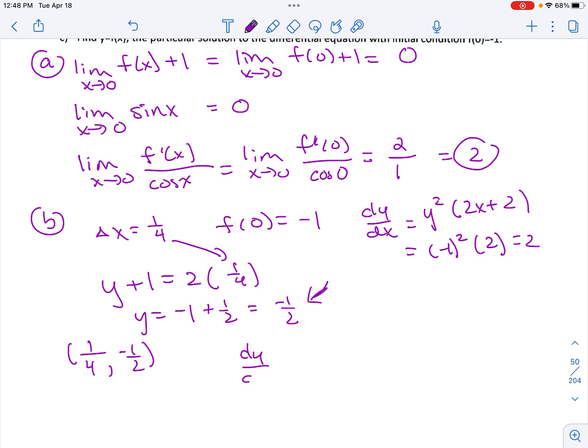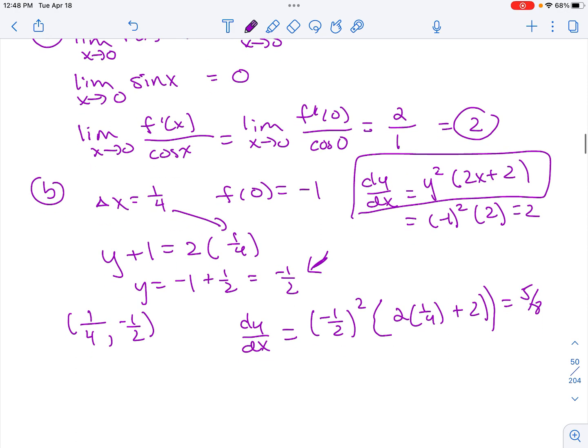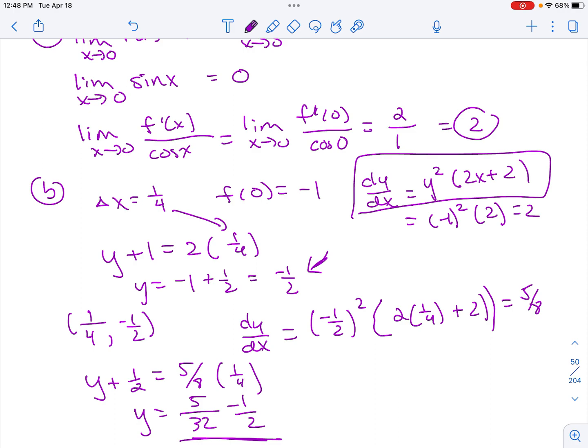I need to find the slope again. So using the same equation that was given, if I plug in 1/4 and negative 1/2, 2 times 1/4 plus 2. And if you do the arithmetic, this should get you to 5/8. So my equation is y plus 1/2 equals 5/8 times, not x minus 1, we need delta x, which is 1/4. And solve for y. And we can just leave your answer like this. If you simplify it, it is negative 11 over 32.